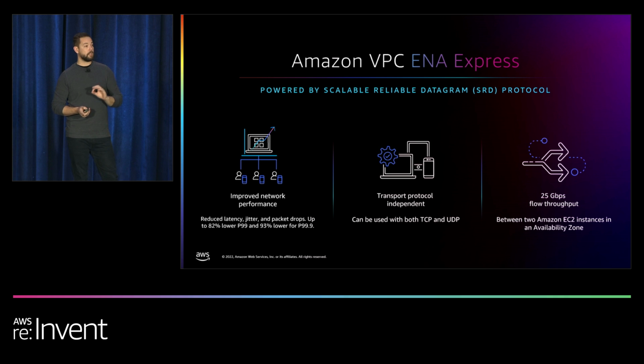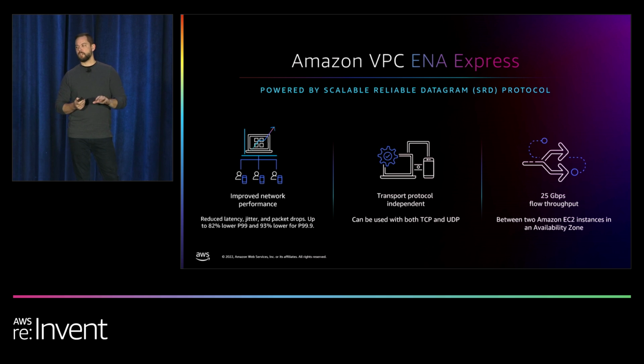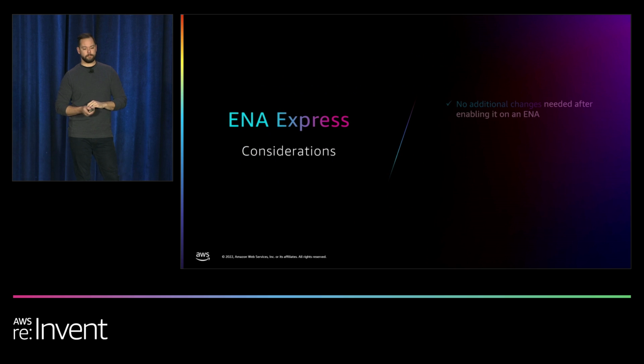But then you can get 25 gig flows. So traditionally, we only allow 5 gigabit per second flows through our network to prevent any overrun of traffic and that sort of thing. But with ENA Express, you can now get 25 gig, and it's within the same availability zone between two instances. So still 5 gigabits per second when you're talking to the public internet.